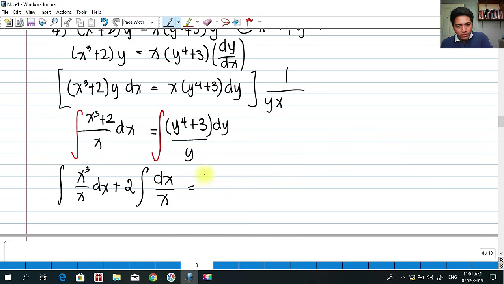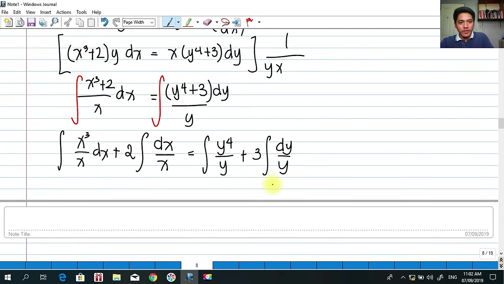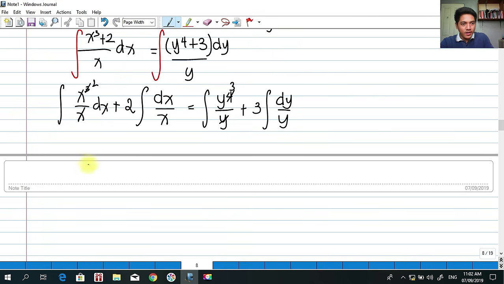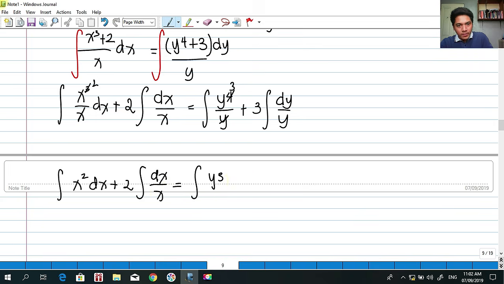And that is equal to the same process, y raised to 4 over y, plus bringing out 3 here because it's constant. So we have dy over y. And we can simplify this by, this should cancel. This should be x squared. Okay? This should cancel. This should be y cubed. And proceeding to our integral, now we have the integral of x squared dx plus 2 integral of dx over x, integral of y cubed plus 3 integral of dy over y.